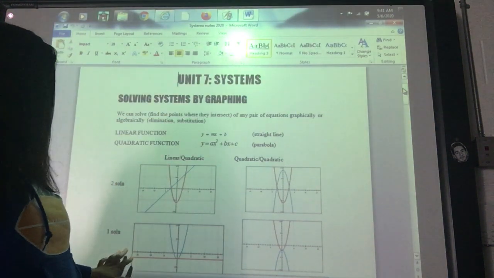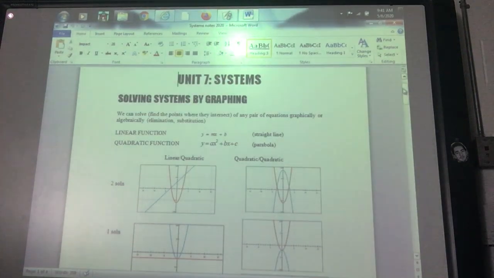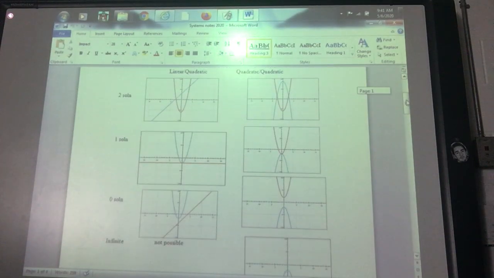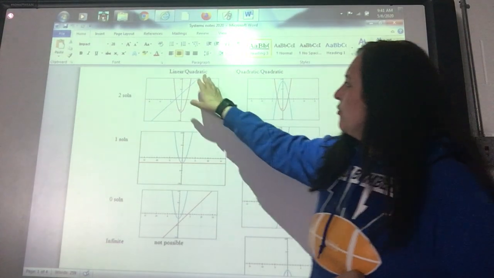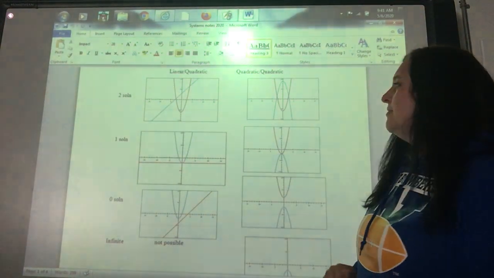Okay, so in this unit, how many solutions are there? Well, it depends. So we'll go through them. Let's look at the linear-quadratic first. So linear-quadratic, you're drawing a line and a parabola at the same time. I know it's tough to see, but you have those notes at home.